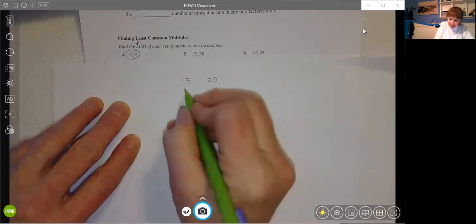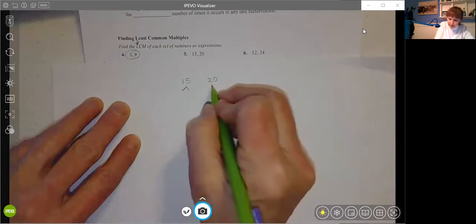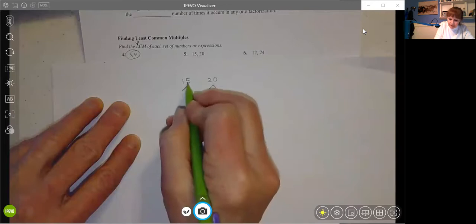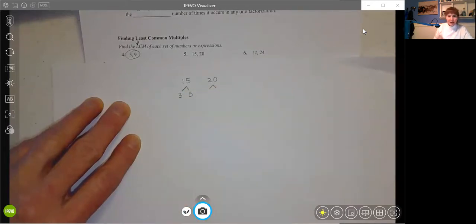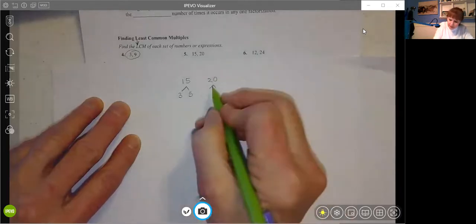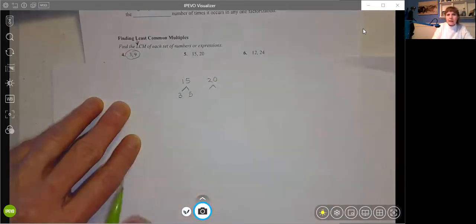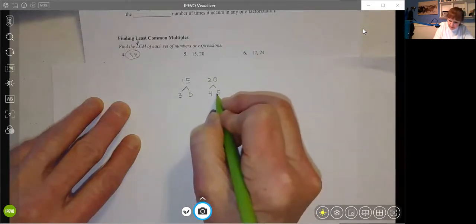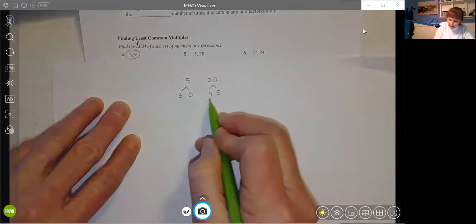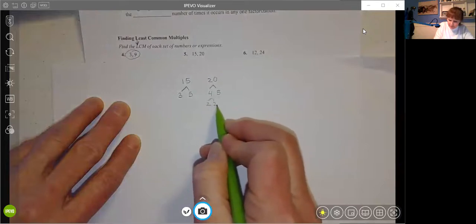The prime factorization is where this comes in. This is 3 times 5. Okay, now those are prime, I'm done. This right here, pick any two numbers that multiplied together give you 20. Let's do 4 and 5. Or you could have used 2 and 10, it doesn't matter. Okay, 5 is done, but 4 is 2 and 2.